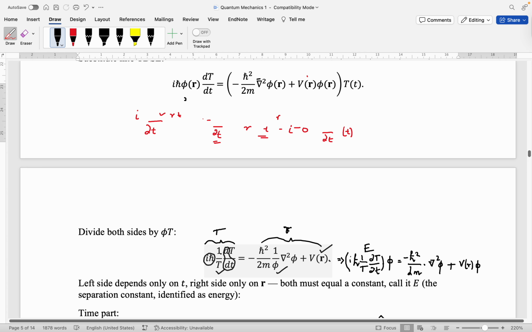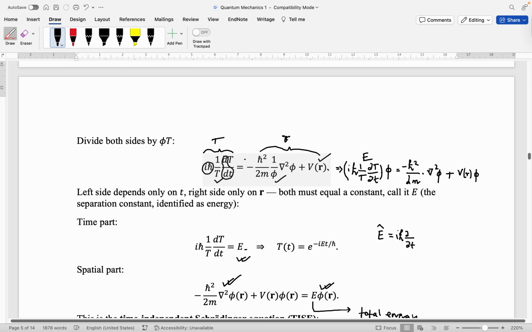So I can write i h-cross 1 by T dT/dt is equal to minus h-cross square by 2m. Again, if I divide by phi into T, T will get cancelled and phi will remain, so 1 by phi del square phi, plus V(r), since V is multiplied by phi and T both, and dividing by both gives just V(r). So this is my equation.